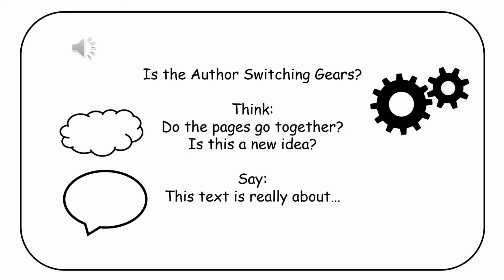So today we learned about finding the main idea, and that texts sometimes have multiple main ideas. One strategy that we can do is ask ourselves, is the author switching gears after every paragraph or chunk of text? You can ask yourself, do these pages go together? Do these paragraphs go together? Or is this a new idea? When you're finished with the entire article or book, you can say to yourself, so this text is really about, and it may be a couple of ideas, or it may be one idea. It just depends on whether you decided if the author switched gears throughout the text.